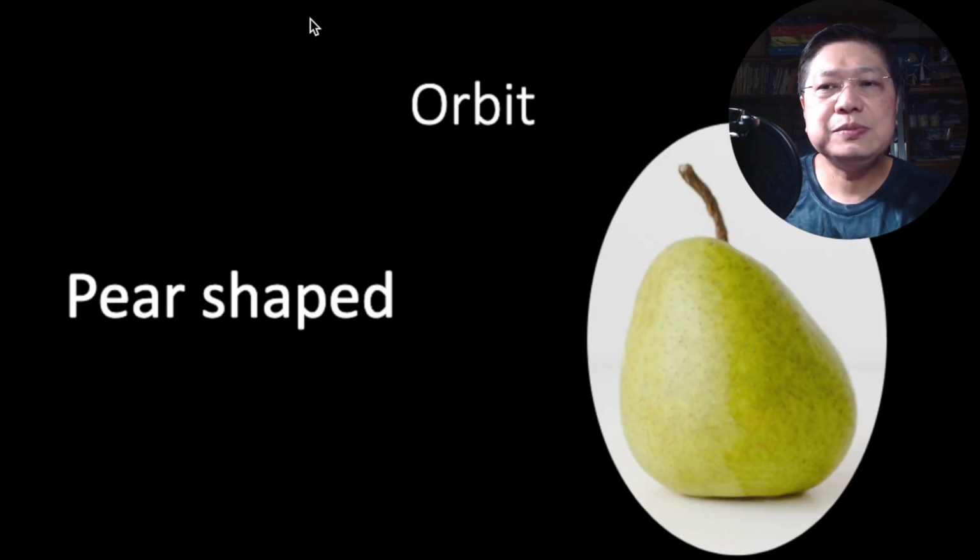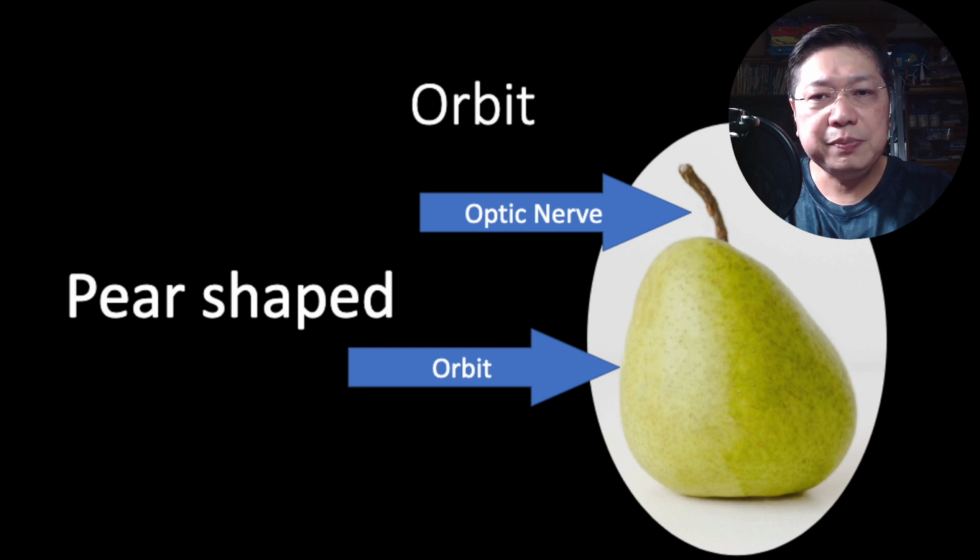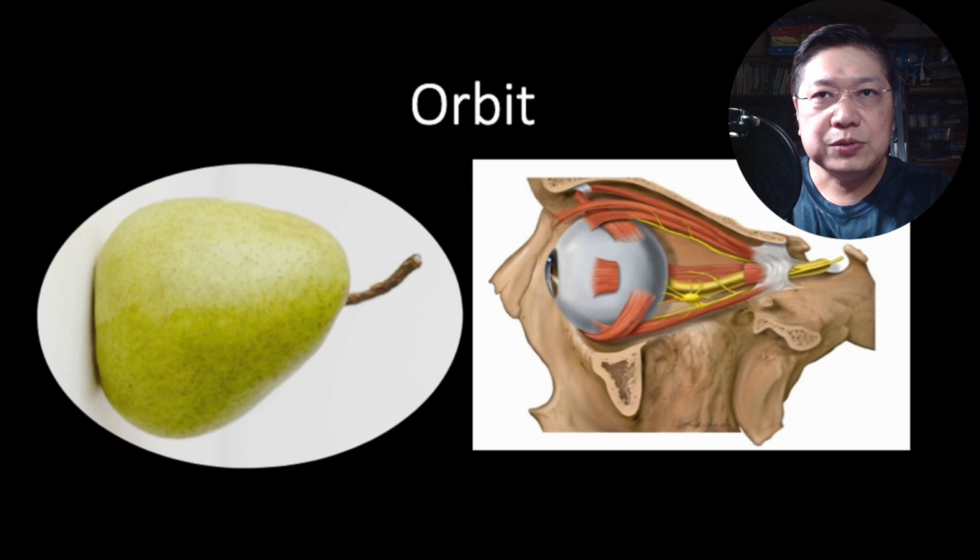So the orbit is very much like a pear. When you see a pear, think of the orbit. Now it's very unique because look at the shape of the pear. That's how your orbits are usually shaped, and the optic nerve would function like the stem of the pear. If you look closely at the shape of the fruit and the shape of the orbit, they look very much alike, with the stem of the fruit correlating to the optic nerve.